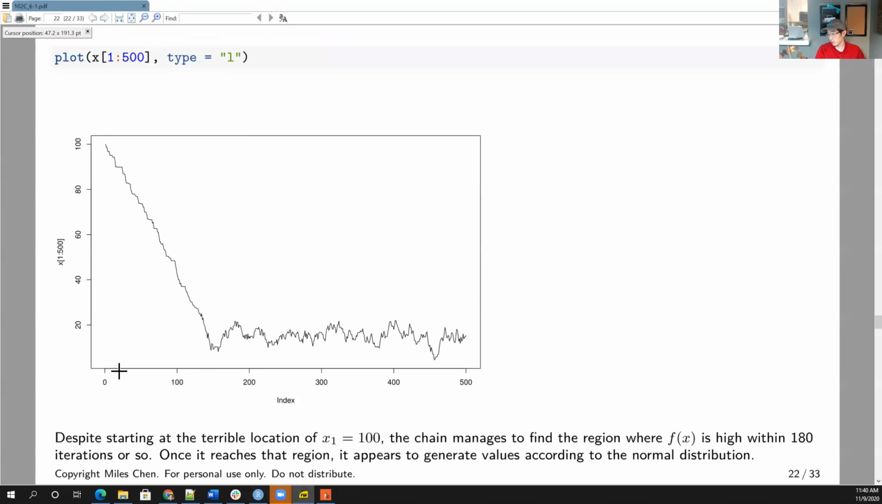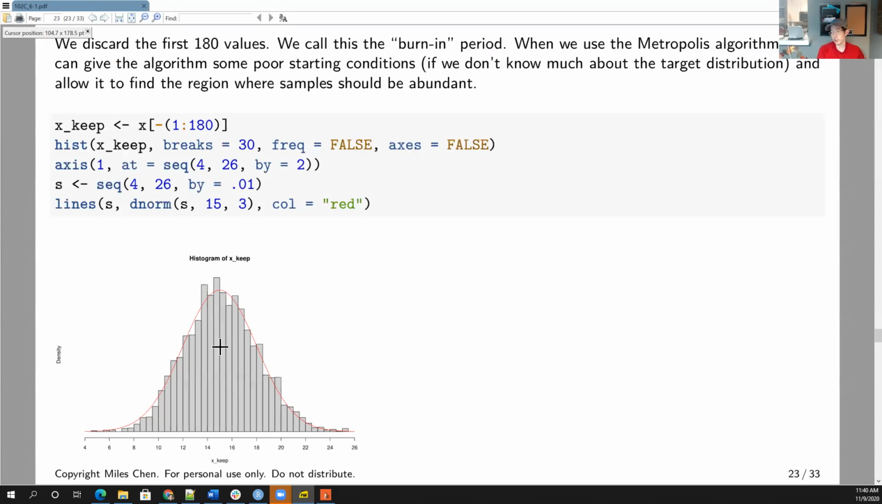All right, so anyway, all of these values up here, where I started at the terrible location until I got to this reasonable region, those are what we call the burn-in values, and we're going to throw them away. Okay, we're going to just throw away those first 180 values. We know that those values aren't really representative of the target distribution, that they're just generated because the Markov chain started off at this terrible location.